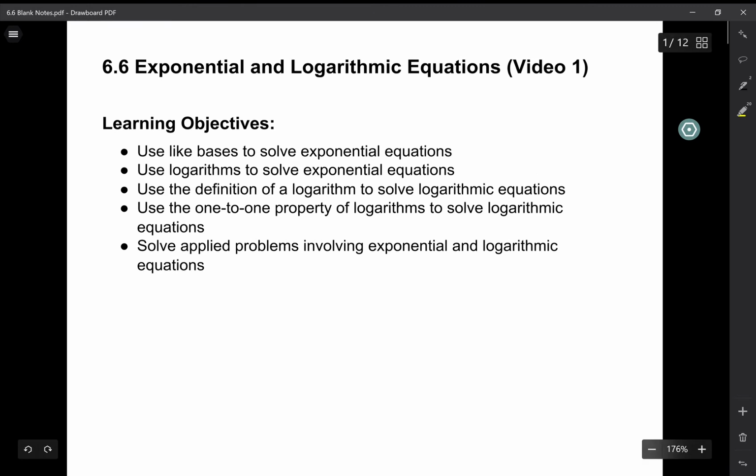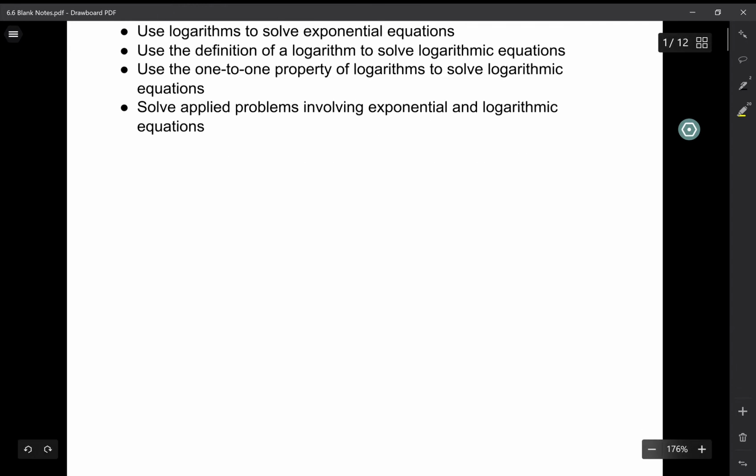Hi, and welcome to section 6.6 where we solve exponential and logarithmic equations. We're going to start solving exponential equations using a method of like bases and another method of using logarithms. Then we're going to be solving logarithmic equations by using the definition of a logarithm and also the one-to-one property of logarithms and other properties of logarithms to solve them. All right, let's get started.